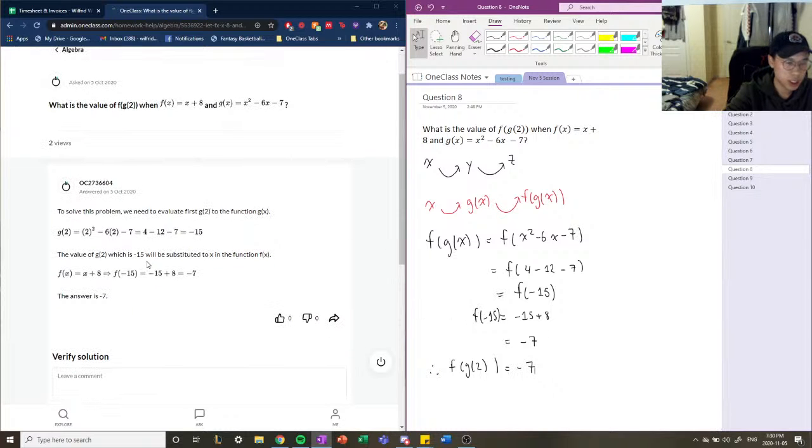Okay, let's see if the junior tutor has a similar solution. To solve this problem, we need to first evaluate g of 2 using the function g of x. So they found g of 2, and they plugged g of 2 into f of x. So f of negative 15 is negative 7. Therefore, f of g of 2 is negative 7. This is the correct solution. Good job.